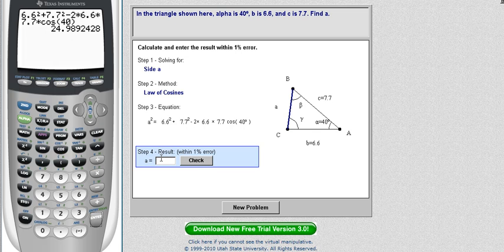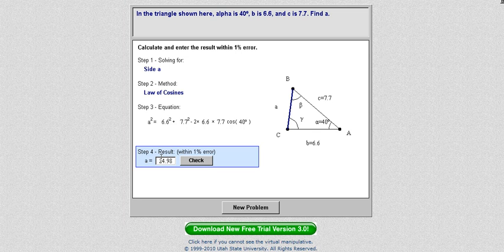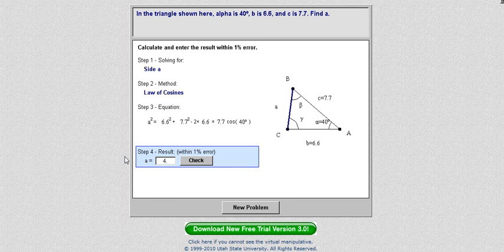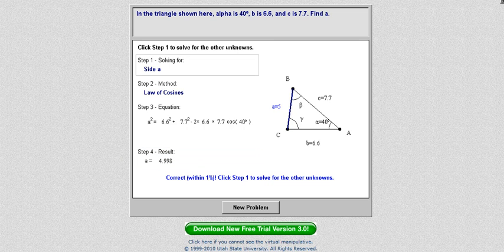I'm going to type in that answer, 24.989. And I do have a problem. I believe what I've done here is that 24.989 is a squared, but I only want a. So I'm going to take the square root of the answer, and that gives me 4.998 or 4.999. I'm going to put that answer in here, 4.998, check, and we have it there.